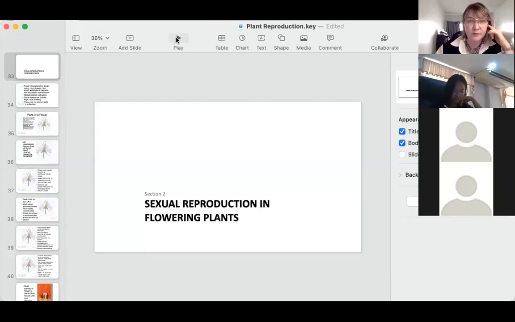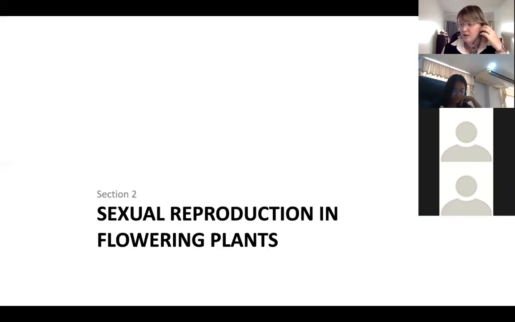How flowers reproduce. So the first thing I'm going to talk about is the structure of a flower and what role or what function those structures play in plant reproduction. Then we're going to go through how egg and sperm are made in flowering plants.